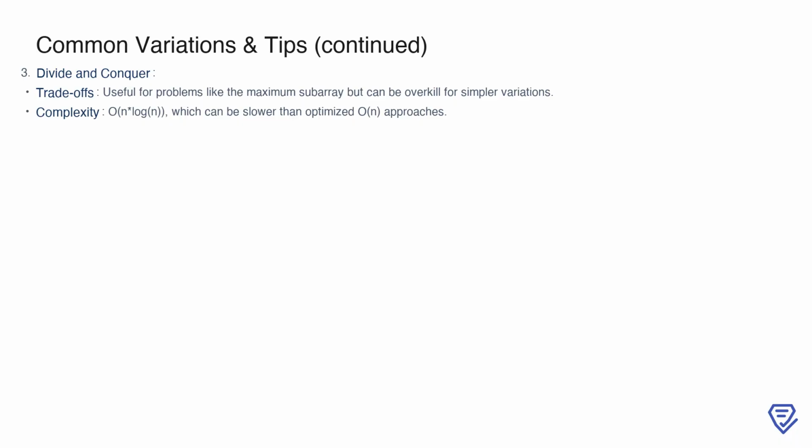Finally, another approach worth mentioning is divide and conquer. This method can be particularly useful for problems like the maximum subarray, where the solution can be broken into smaller subproblems. However, it's not always the best option, as the complexity is typically O(n log n), which can be slower than more optimized O(n) techniques. For simpler variations of the problem, divide and conquer may be overkill. It's important to evaluate the specific requirements of the problem to determine if this approach is worth the added complexity. By understanding these methods and their trade-offs, you'll be better equipped to handle not just this problem, but a wide range of related challenges as well.